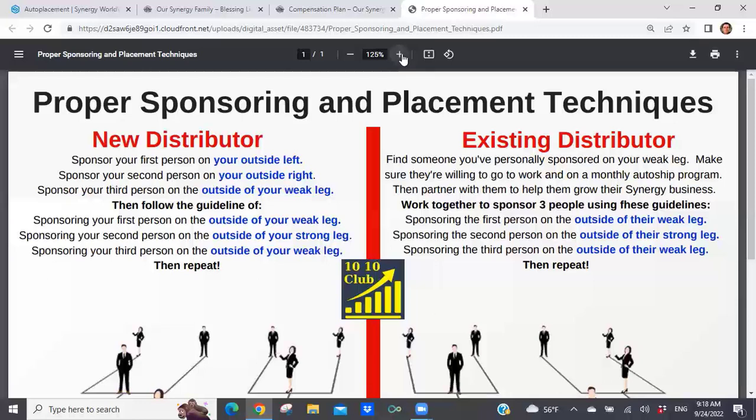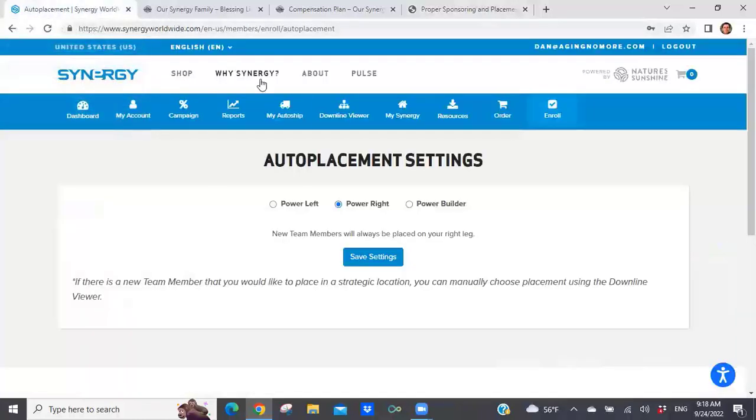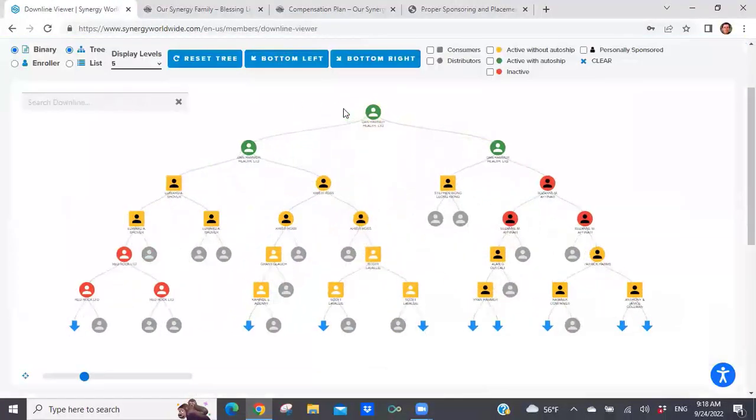You can click on, if you go into your back office, let's see if it's still open here. Give me 1 second. So I can go to my downline viewer. And in my downline viewer, I can click on an individual and I can put in their ID number. And then if I have their ID number in there, let me see, let me pull up.